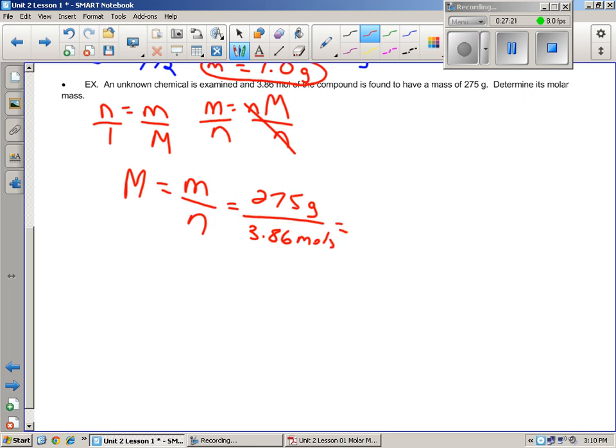And look, when you think about this, molar mass is measured in grams per mole. That's what I have here for units. We should include units as well, by the way. And I get 71.2435 grams per mole. That number keeps going, by the way.